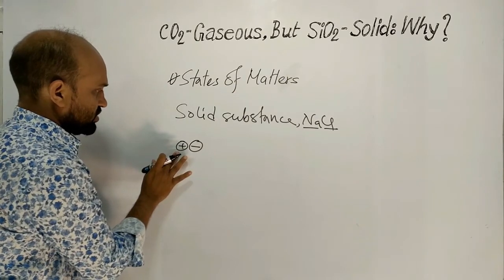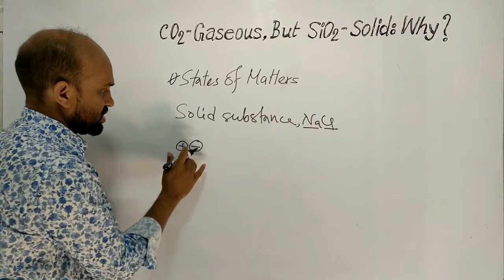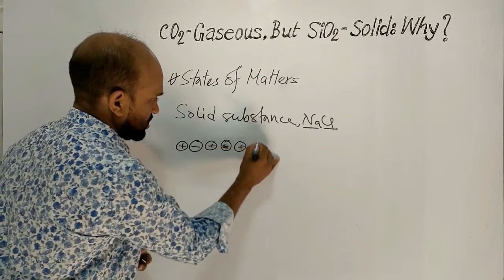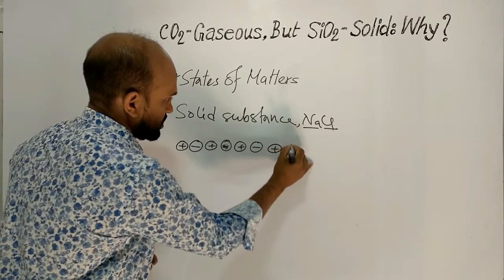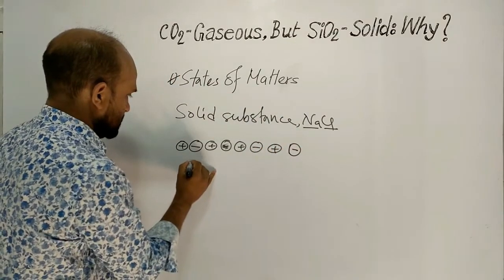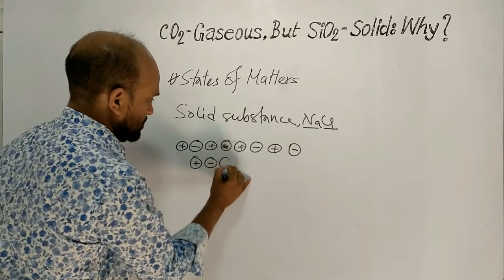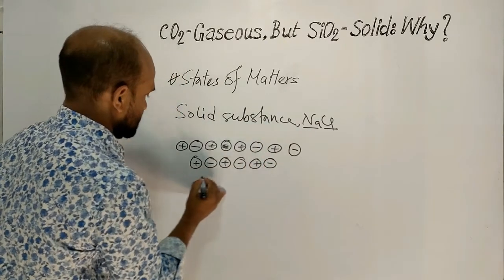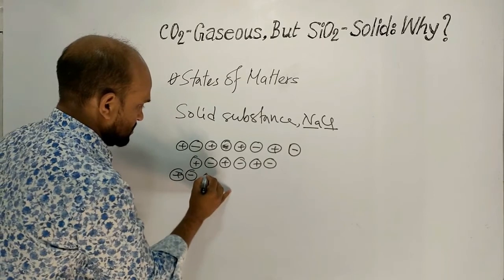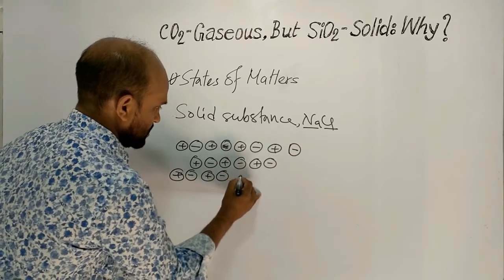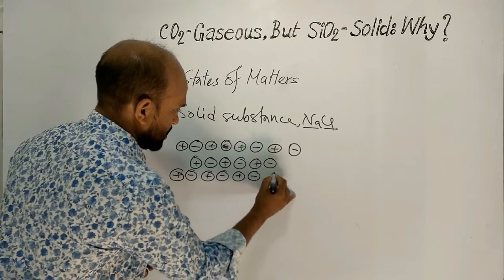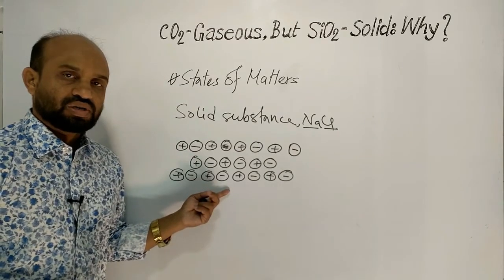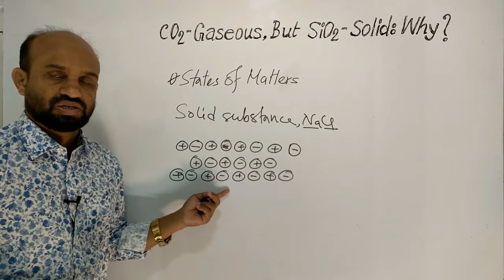This is the positively charged sodium ion. This is the chloride ion. Sodium ion, chloride ion, sodium, chloride, and so on alternately. Here the particles are very close to each other.